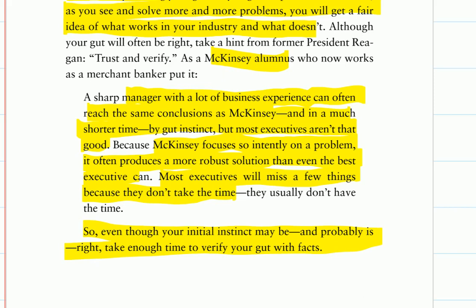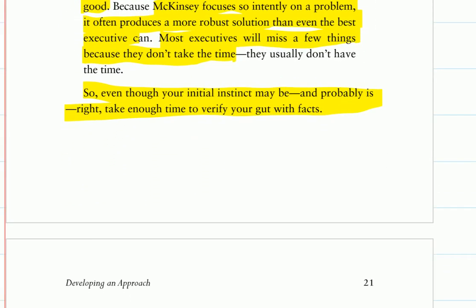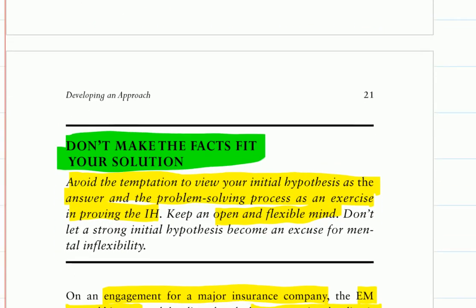Also, he says that McKinsey has a very structured approach. They focus intently on the problem. They have time to invest in it, and that's why they produce a robust solution that even the best executives might not be able to produce. And why? Because these executives do not have the time. They have a lot of other things that they have to do. So even though your initial instinct may be, and probably is, right, take enough time to verify your gut with facts. Maybe you feel that the prices should be increased, but wait, look at all the facts and then make any recommendation.